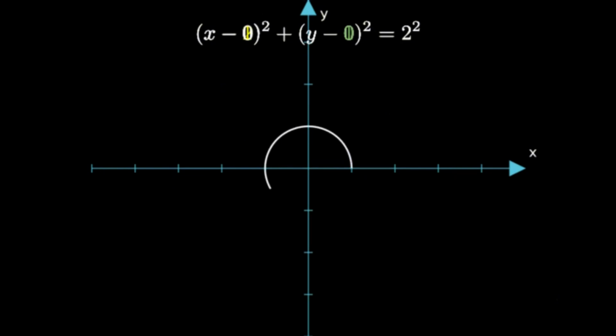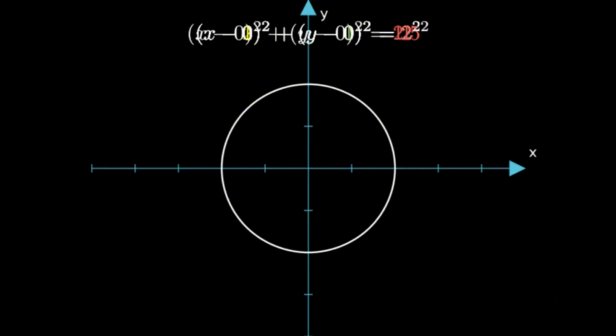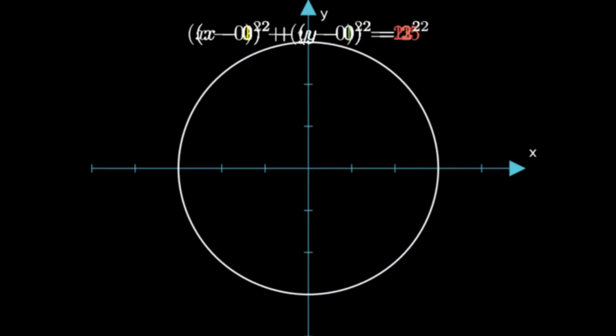Finally, let's investigate how the radius parameter r affects the appearance of the circle. Unlike h and k, which determine position, r controls the size of the circle. The radius r appears in our equation as r² on the right side. This value determines how far the circle extends from its center. A larger value of r creates a bigger circle. Let's watch what happens as we increase r from 1 to 3. As r increases, the circle expands outward in all directions.